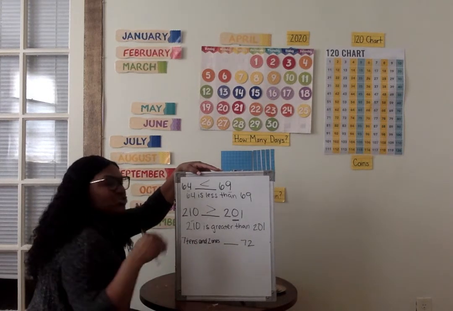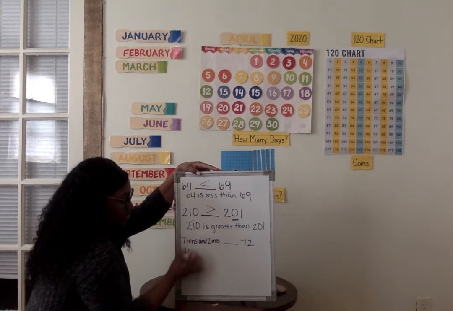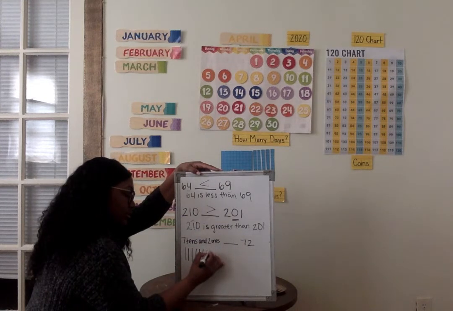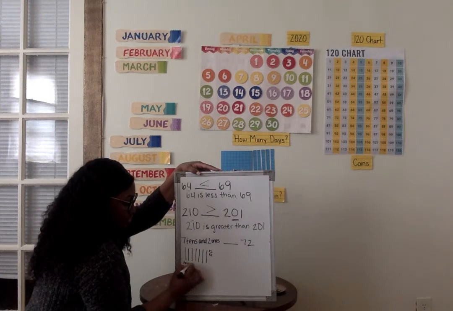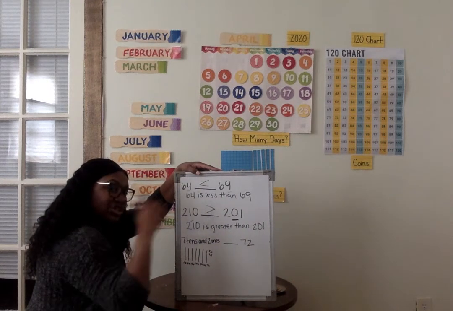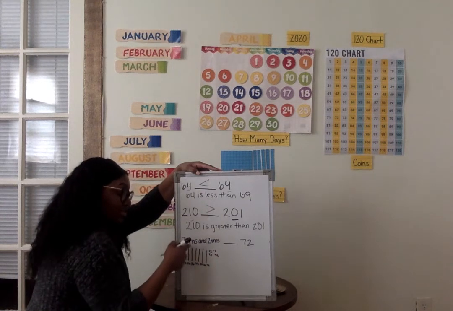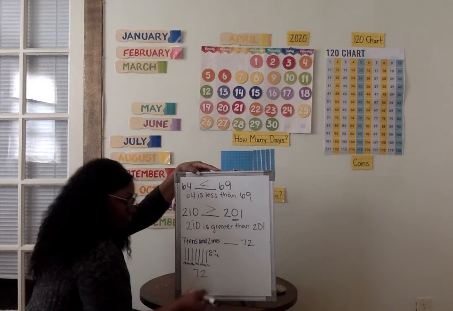7 tens. Let's actually draw it and write the number. So this number has 7 tens, and 2 ones. Let's count. 10, 20, 30, 40, 50, 60, 70. Stop. Switch. Count by 1. 71, 72. Okay, so 7 tens and 2 ones is the same as 72.